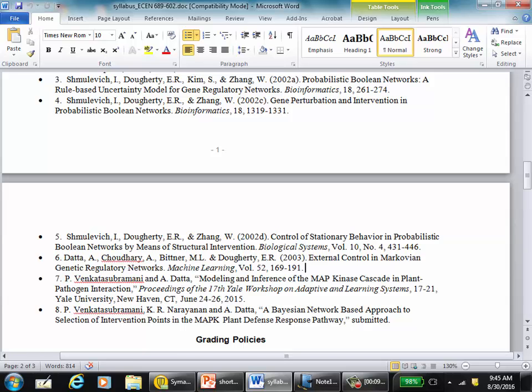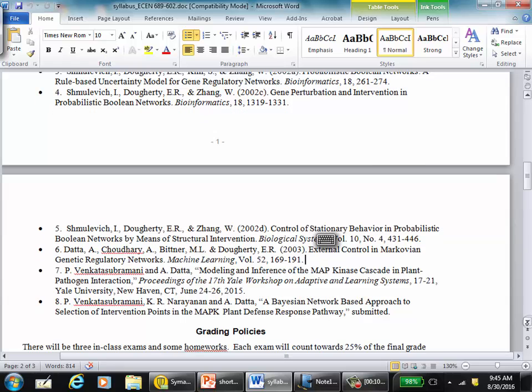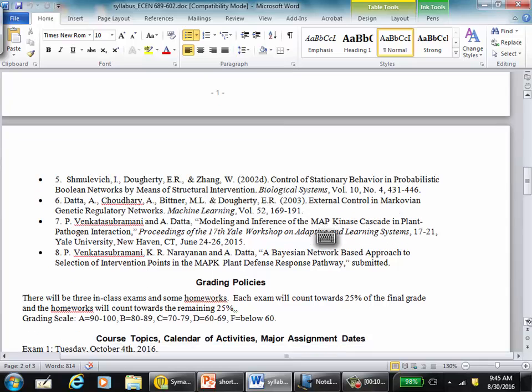But 7 and 8, these are references related to plant genomics, okay? And these are the ones that I will probably talk about. Of course, depending on how much time we have, we first have to absorb all the basics, all right? Give the big picture, then we can get into some of the specifics. Are there any questions?